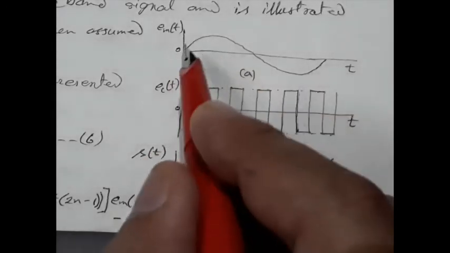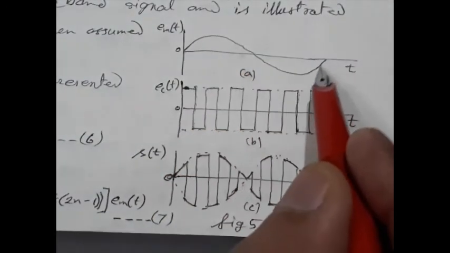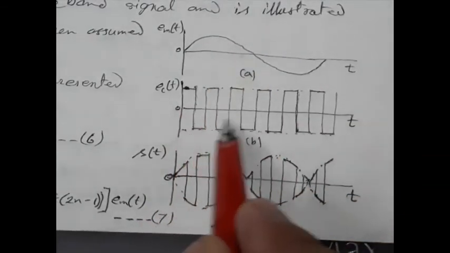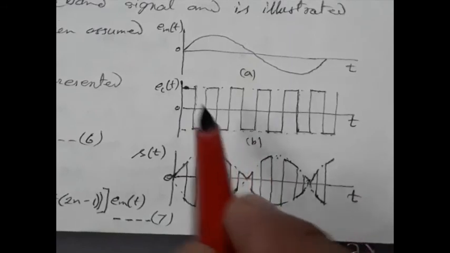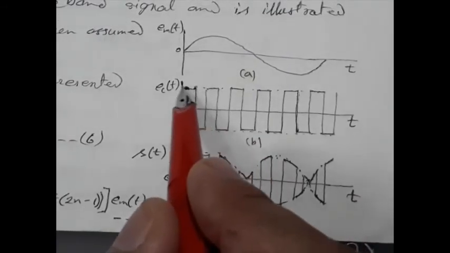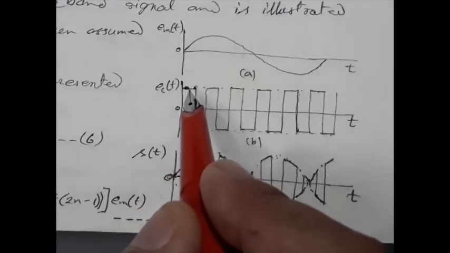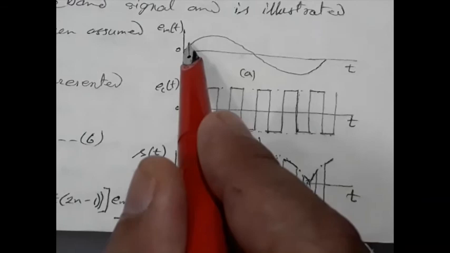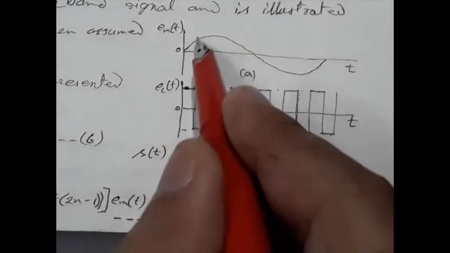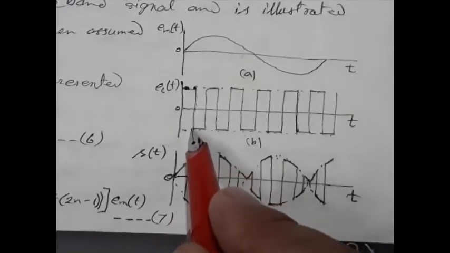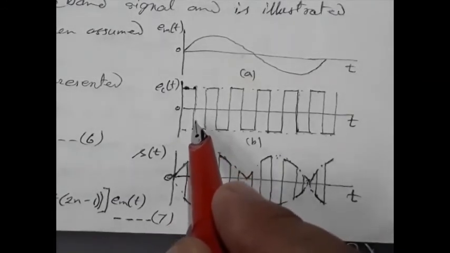So assume this is em(t), the message signal. This is the square wave carrier. During the positive half cycle of the carrier, the outer diodes are on and em(t) is multiplied by +1, so the output signal will be like this and move like this. But during the negative half cycle, that same em(t) will be multiplied by -1.